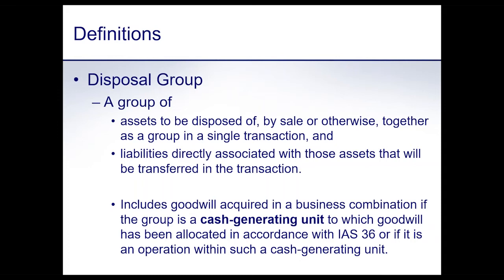For this, we need to turn back to IAS 36, the impairment of assets standard. You'll recall that in IAS 36, it states that where you acquire a company, you acquire a business, and there is goodwill that arises on the transaction, you'll be required to allocate that goodwill to each cash generating unit that makes up that business that you have acquired. And there's a whole process that we follow in terms of IAS 36 in allocating that goodwill to each cash generating unit that makes up that business.